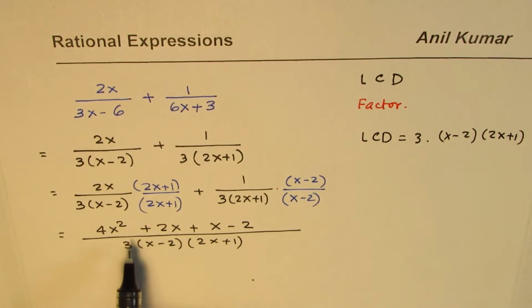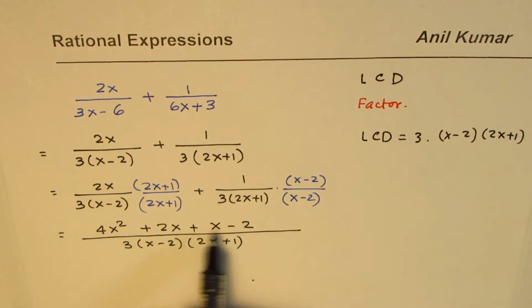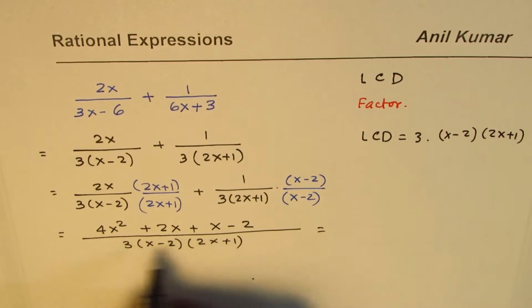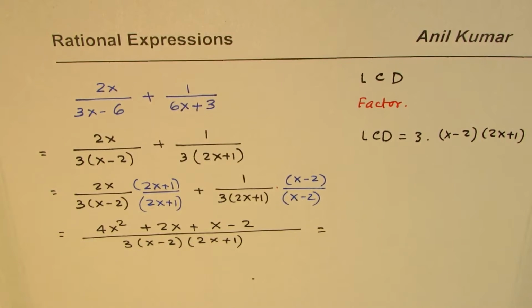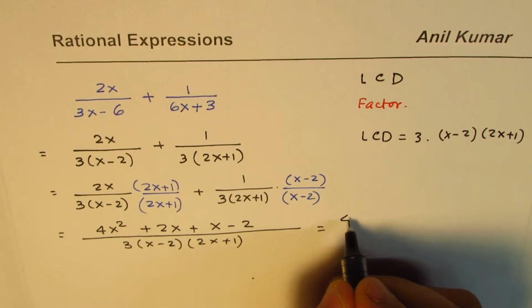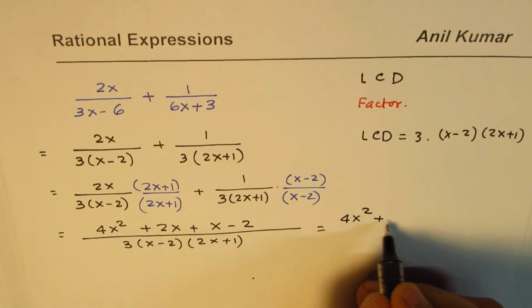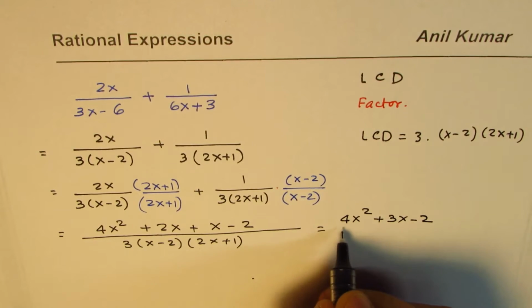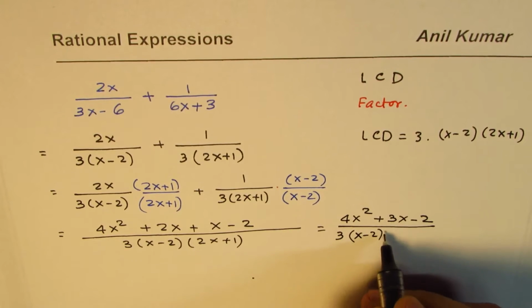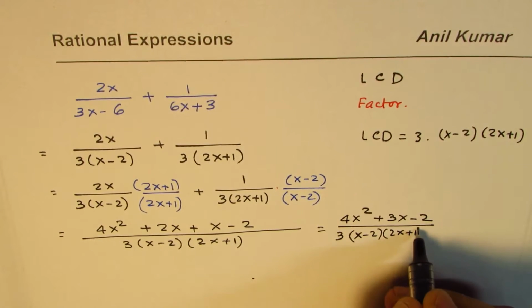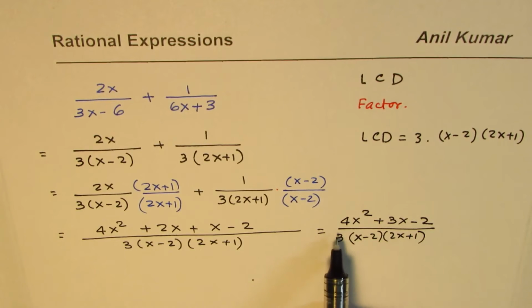So once we get the terms with the same denominator, you can add and subtract the numerators. So that is our answer. So we have 4x squared plus 2x plus x minus 2. You can combine these two terms. We get 4x squared plus 3x minus 2 divided by 3 times x minus 2 times 2x plus 1. Correct?